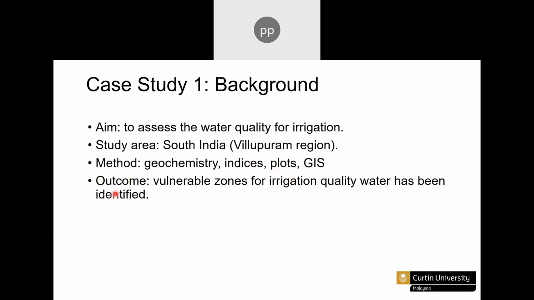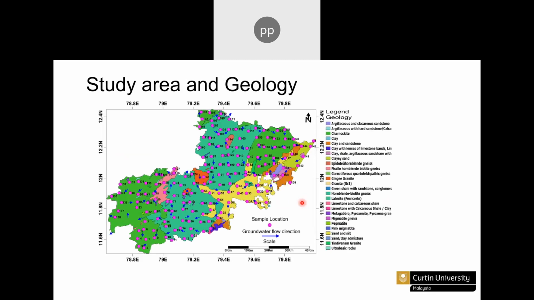So what is the outcome of this study? From this study, they are able to identify the vulnerable zones for irrigation quality water. That is the main focus of the study. Before moving on to the results and the findings, I just want to give a glance at the study area and the geology.